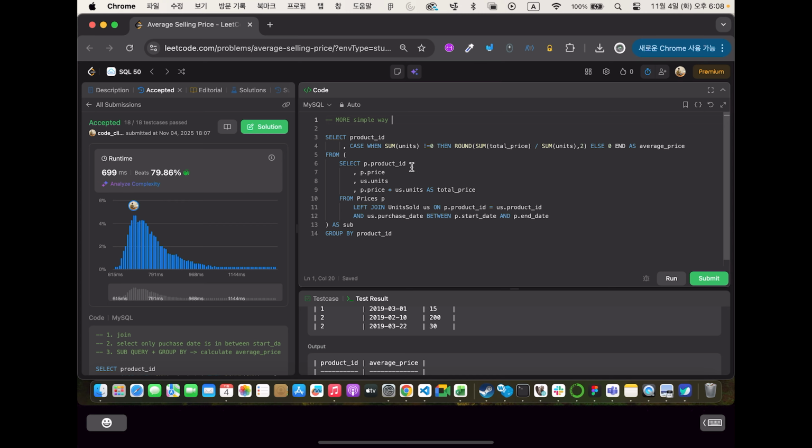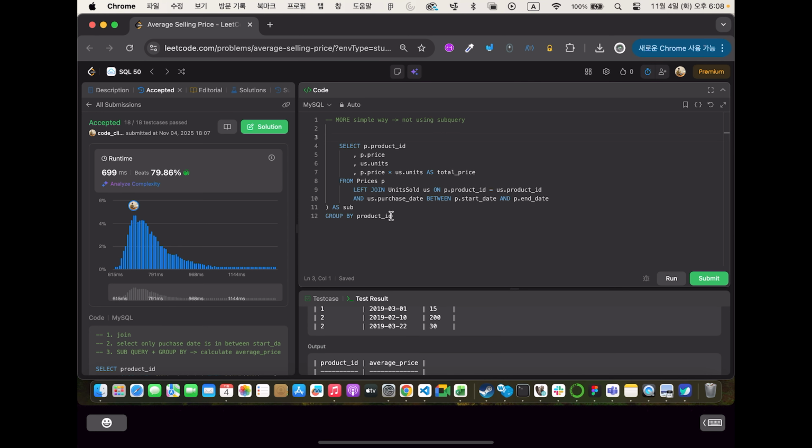That is, we are not using a subquery. That's what we can do. So what I'm gonna do, I'm gonna start with this one. The left join is the same, but I'm gonna just do it like this. I'm gonna just group by p.product ID, and let's do it like this. We do the sum, and we're gonna do it like this.